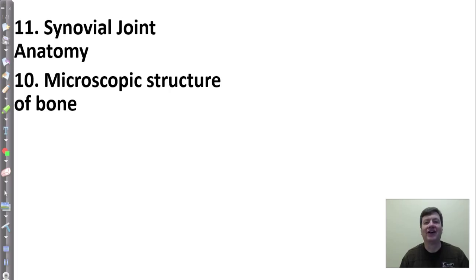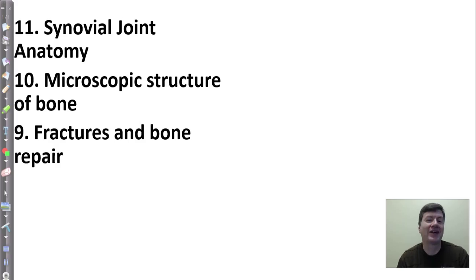If you see a term like Haversian canal, you know what that's associated with. So make sure you go back and look at the osteons of compact bone, look at the trabeculae of spongy bone. Make sure you're very familiar with microscopic bone structure.